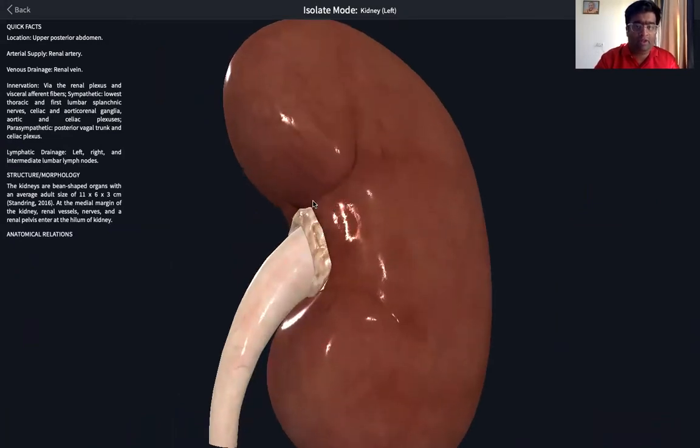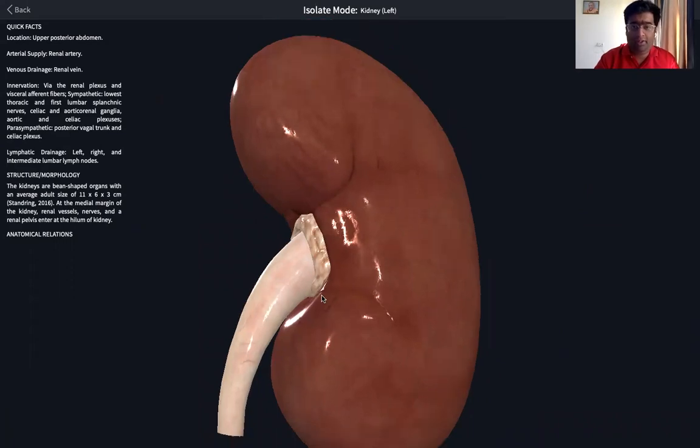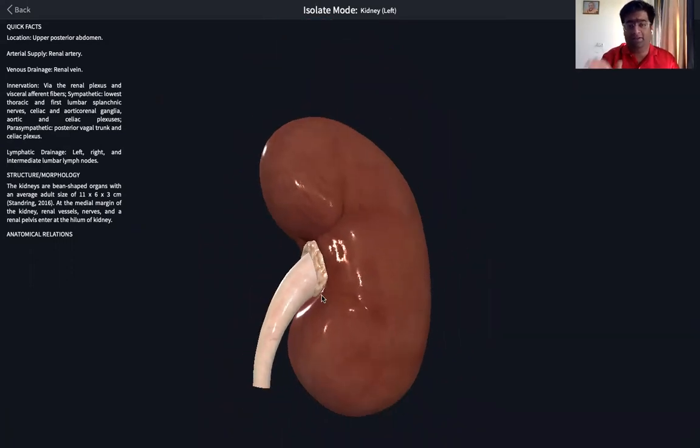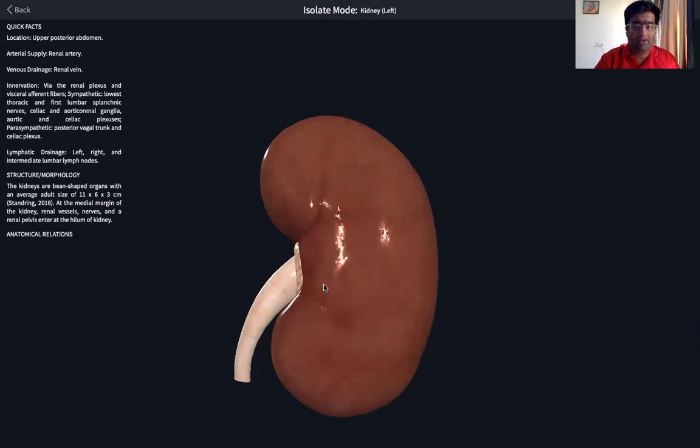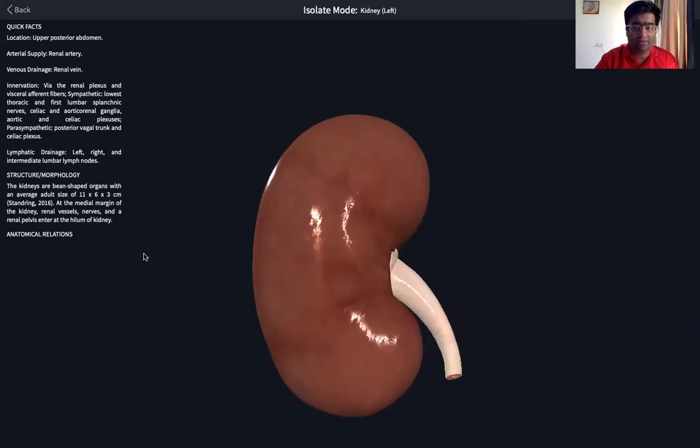The notch is the region through which the renal artery enters, while the renal vein and the ureter emerge out. You can see a portion of the ureter emerging out through the notch, that is the hilum, present on the inner margin of the left kidney. So this is the left kidney. Its positioning would be somewhat like this.